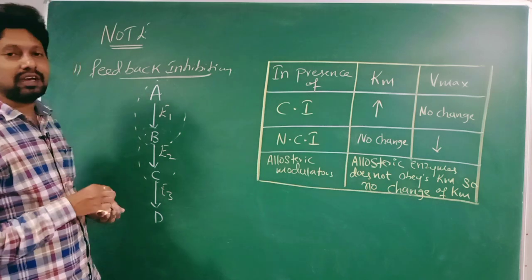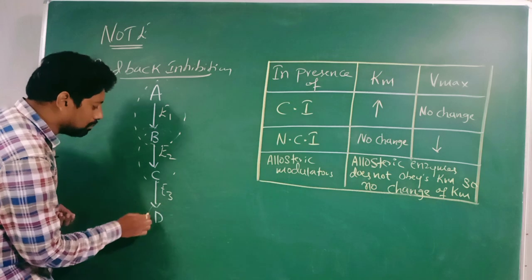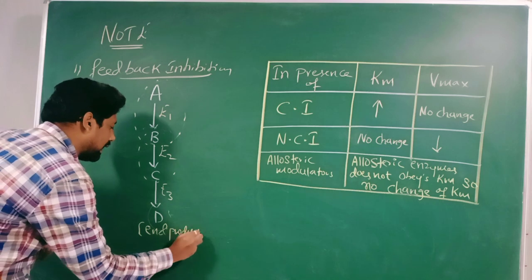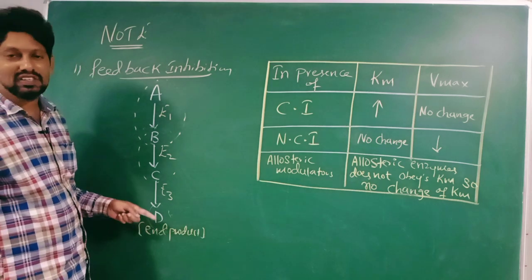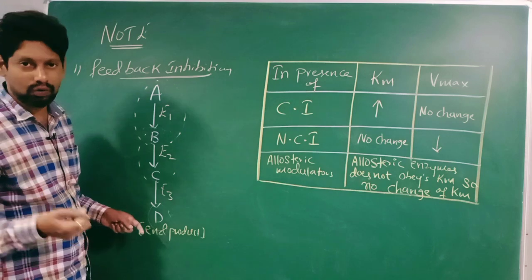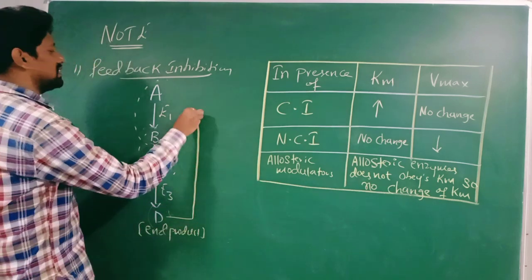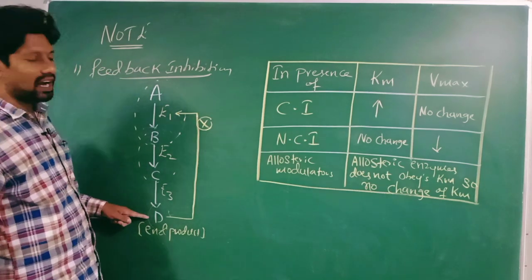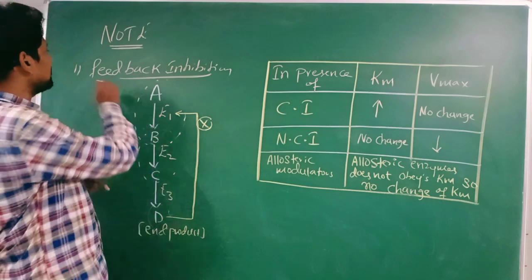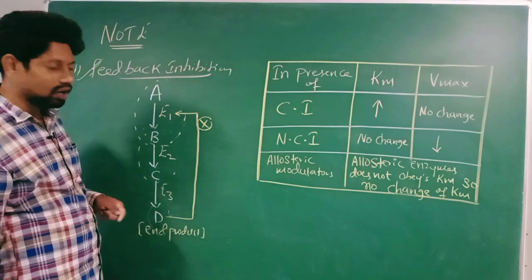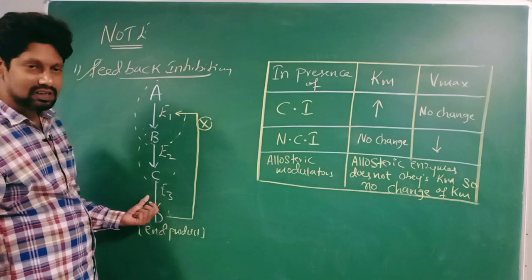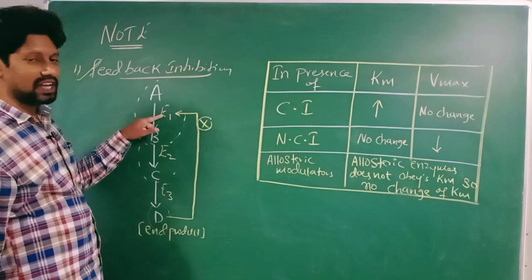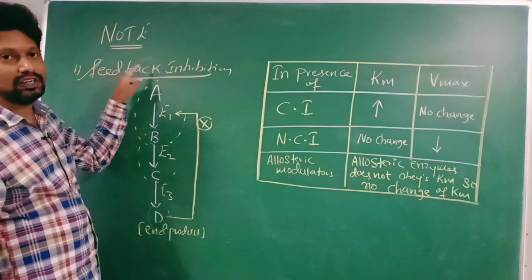In a series of chemical reactions, this is the end product, what we finally got. When this end product accumulates, if its concentration is more, then this end product inhibits the enzyme of the first reaction. This is called feedback inhibition. Therefore, in a series of chemical reactions, when the end product accumulates, it inhibits the enzyme of the first reaction. This is called feedback inhibition.